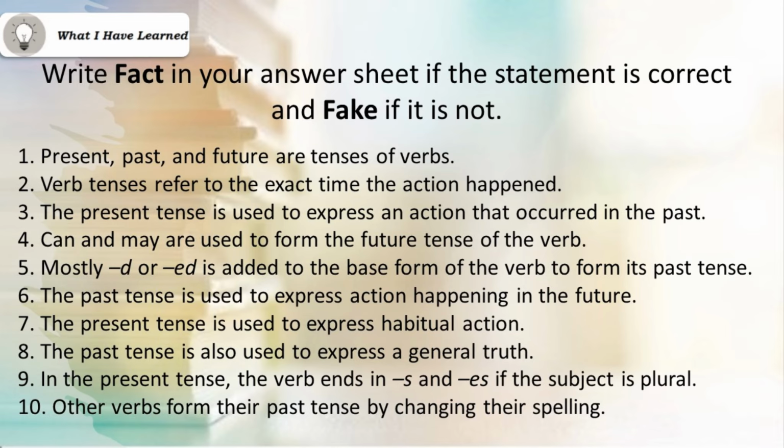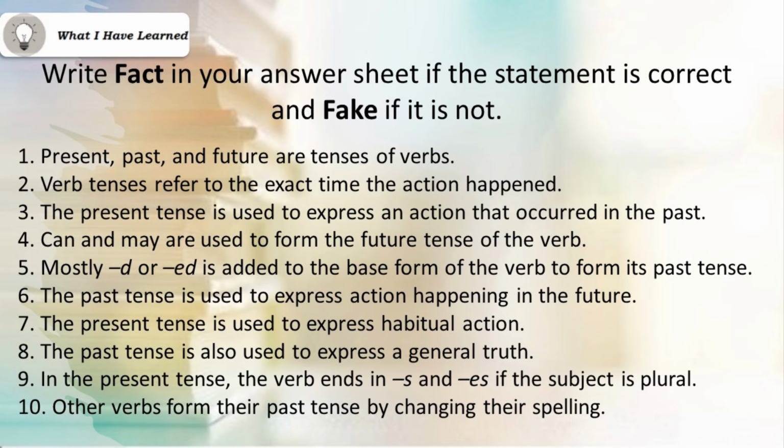2. Verb tenses refer to the exact time the action happened. 3. The present tense is used to express an action that occurred in the past. 4. Can and may are used to form the future tense of the verb. 5. Mostly, d, or, ed, is added to the base form of the verb to form its past tense. 6. The past tense is used to express action happening in the future.